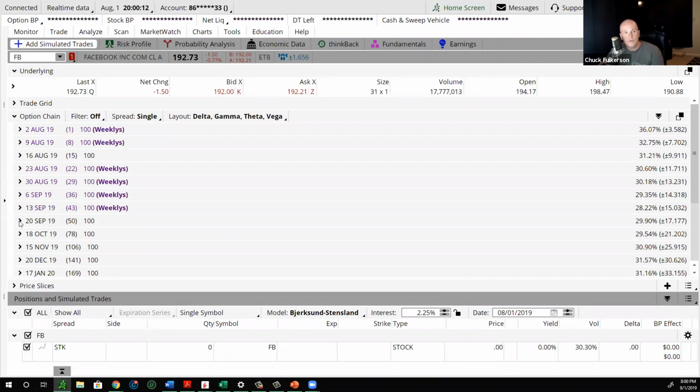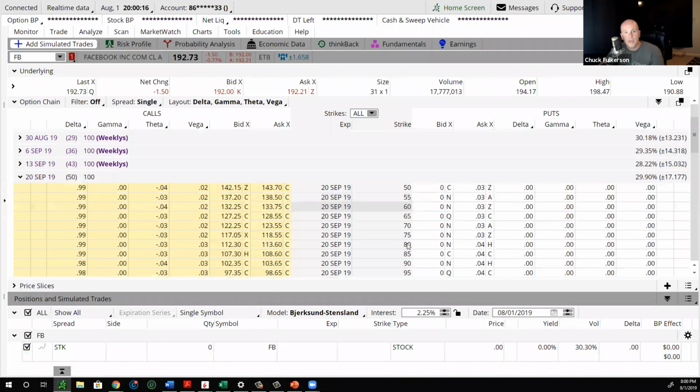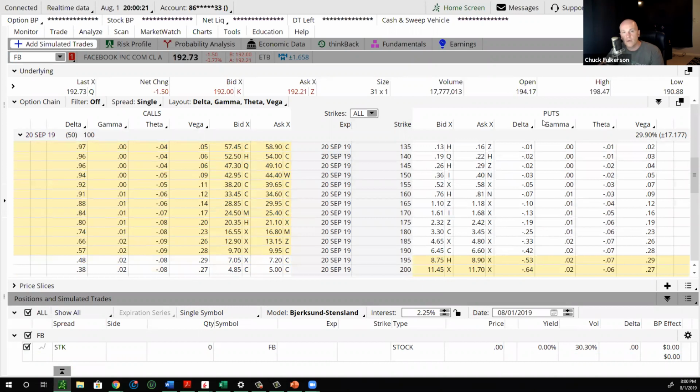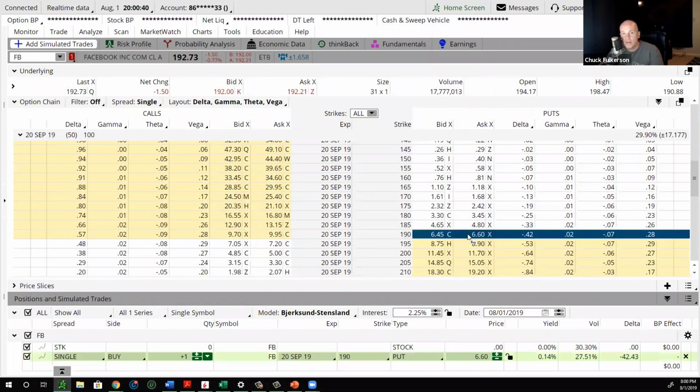So let's go to the September option. Now in that September option, calls are here on the left, puts are over here on the right, and in the middle is what's called the strike price. So where you see the color change is roughly what's called at the money. So in this instance, I would probably buy the 190 put. Going to cost me $6.60 per share.